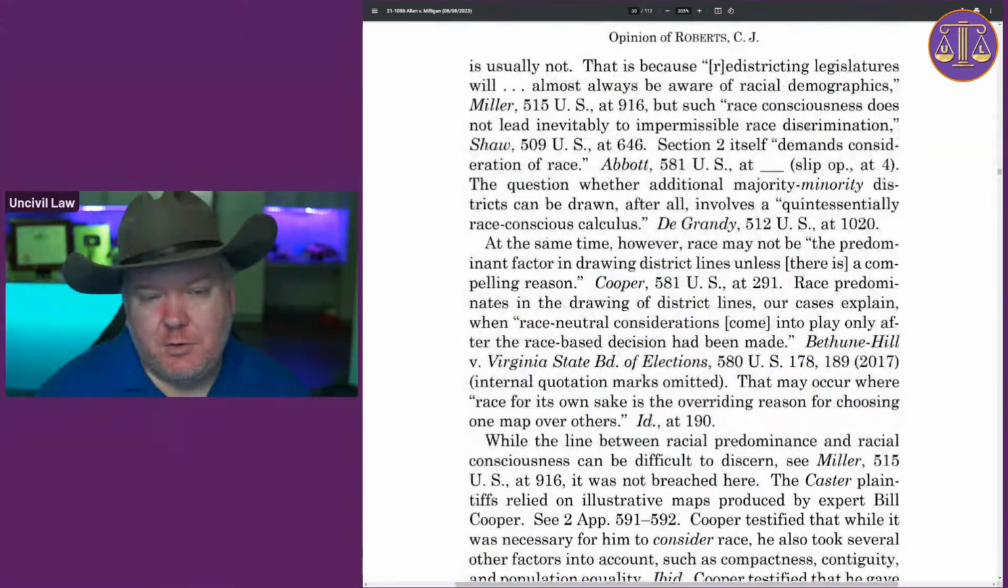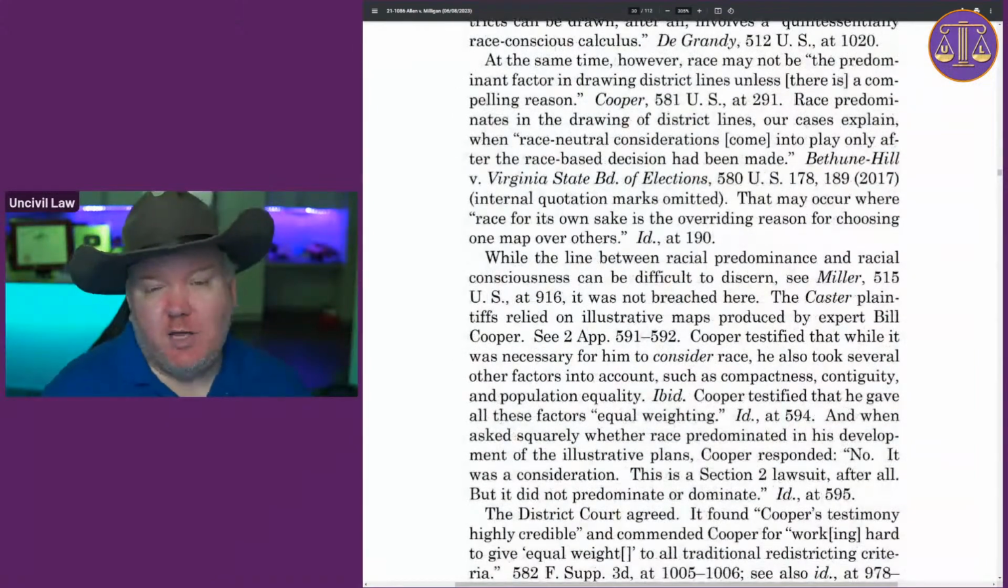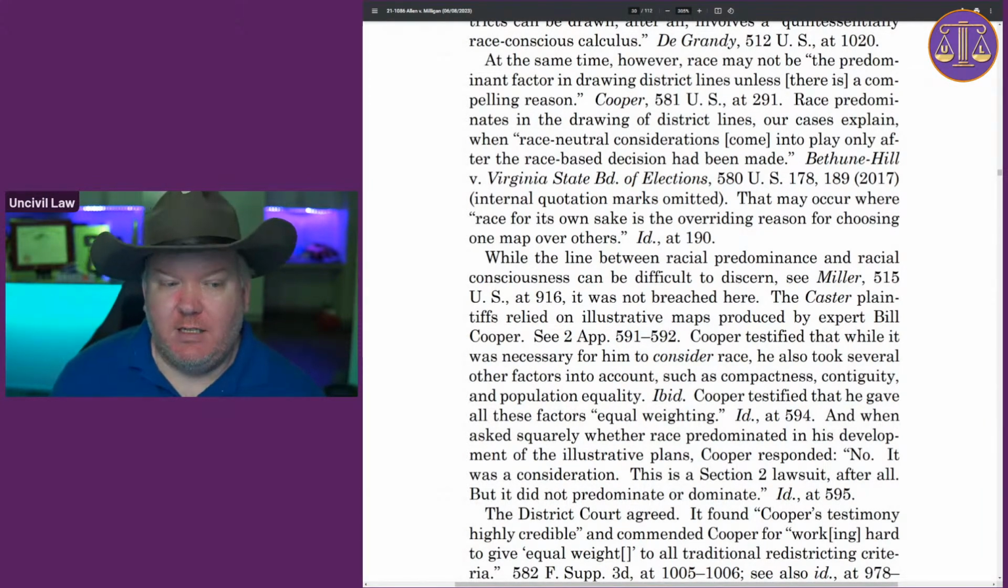That's because in racial redistricting, legislatures will almost always be aware of demographics, but race consciousness does not lead inevitably to impersonal race discrimination. The question of whether additional majority minority districts can be drawn involves a quintessentially race conscious calculus. At the same time, however, race must not be the predominant factor in drawing district lines unless there's a compelling reason. Race predominates in the drawing of district lines, as the case explains, when race neutral considerations come into play only after the race based decision has been made. That may occur where race for its own sake is the overriding reason for choosing one map over others.